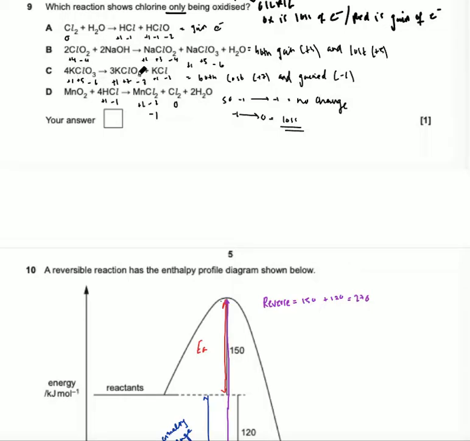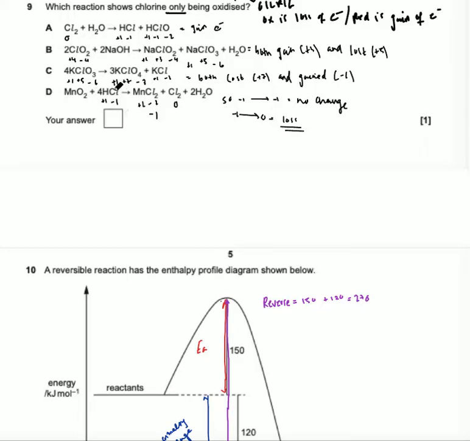So +5 for the chlorine. Moving on to the next one, we have a -8 for the oxygens, and you have a +1 for the potassiums, and therefore we have +7 for chlorine. And in KCl, you have -1 chlorine because the potassium is +1. Therefore, again, it has lost the electrons to become +7 from +5, and also gained electrons because it went from +5 to -1. So it has been both oxidized and reduced, so that's not the answer.